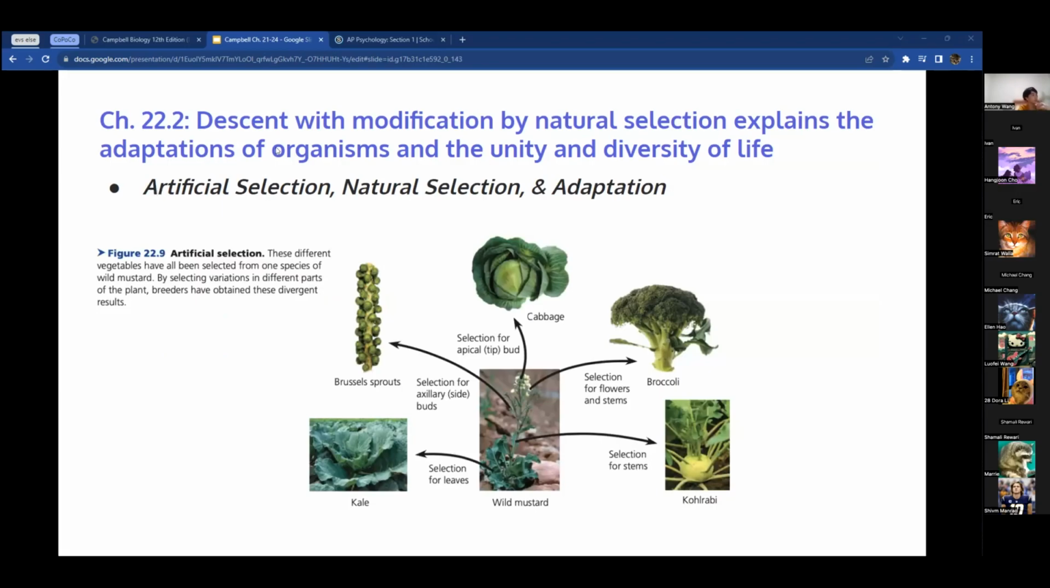Artificial selection is what we humans do. For example, we can take a wild mustard plant and breed it with other mustard plants that have favorable characteristics. If we look for mustard plants with big apical buds, and over many generations we breed the mustard plants with the largest apical buds with each other, it becomes a cabbage.